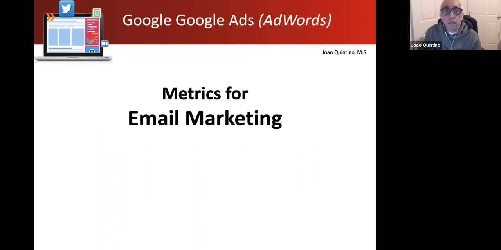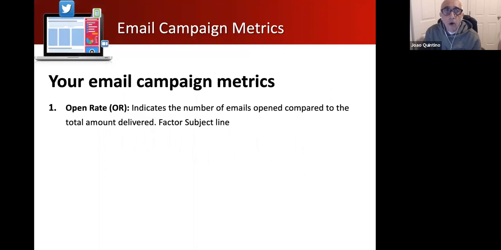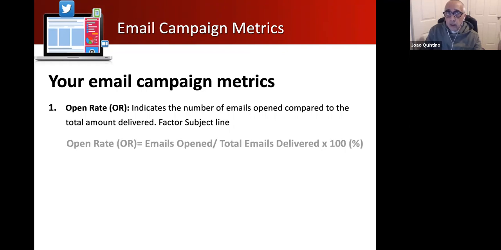Email marketing. Open rate tells you the percentage of people that opened the email. The way you calculate the open rate on email, you take the number of people who opened the email divided by the total emails that you delivered. It's not the emails that were sent.